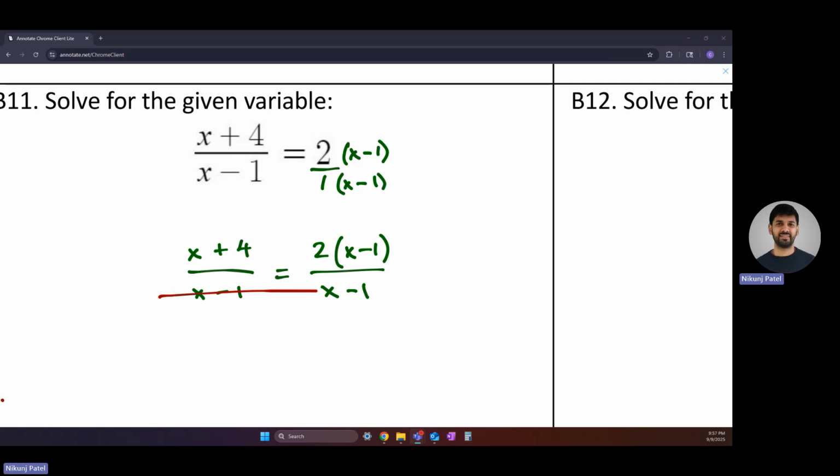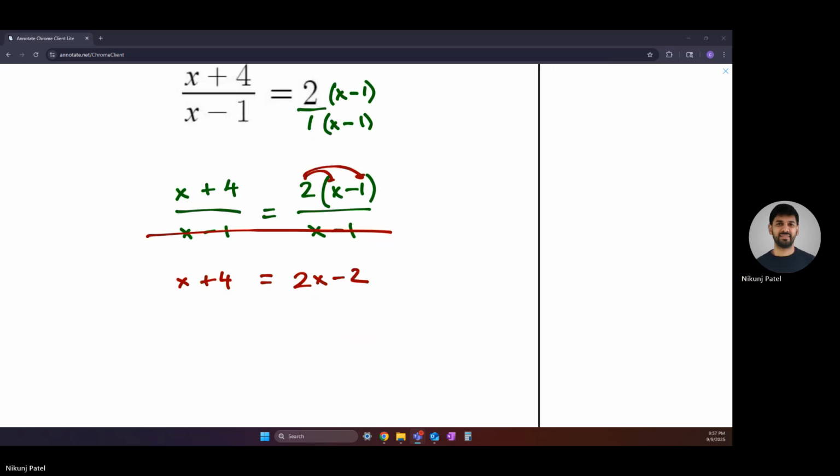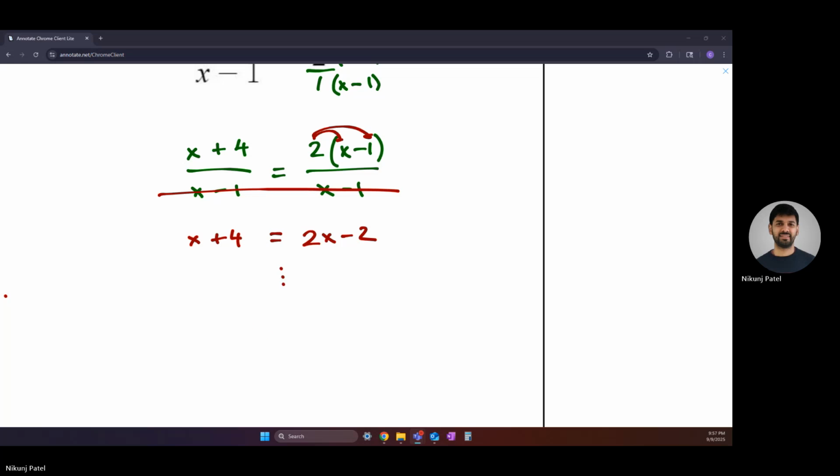And now we can drop the denominator. So we're just ending up with x plus 4 equals, I'm going to distribute these, 2x minus 2. Now you can take it from there, ending up with 6 as your answer, x equals 6.